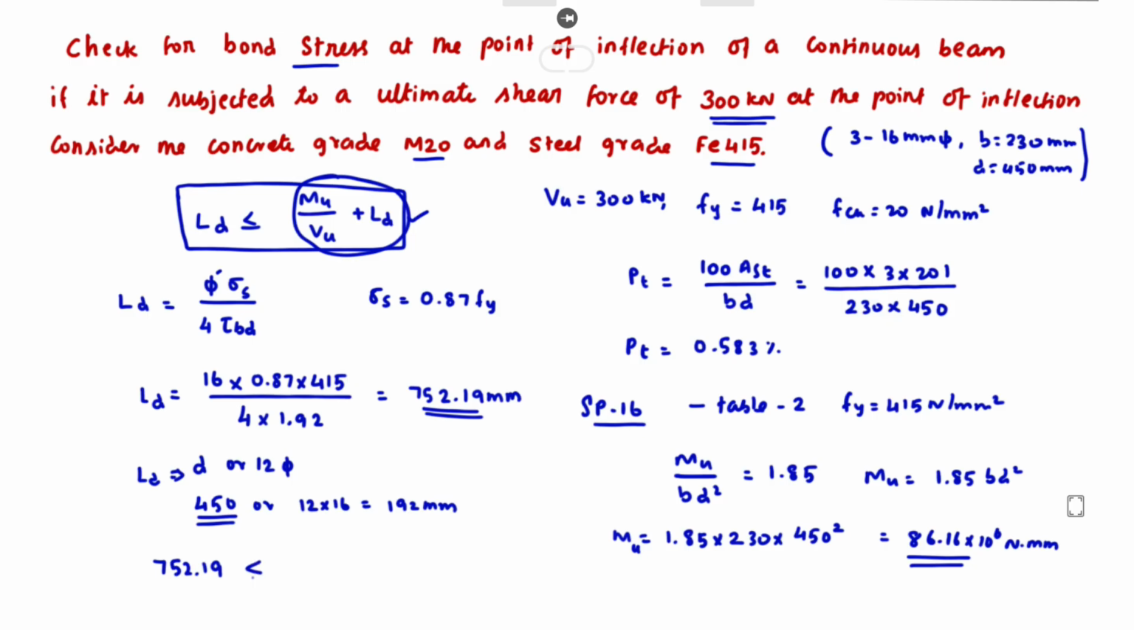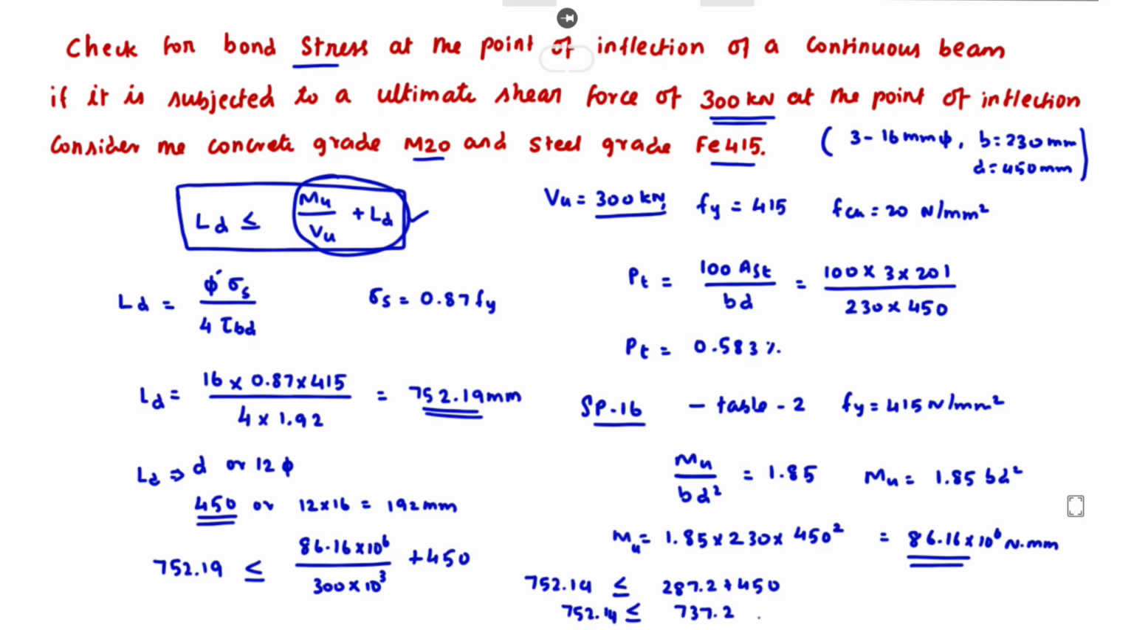So 752.19 should be less than or equal to the moment, 86.16 into 10 power 6 Newton mm, divided by Vu. Here Vu is given in kilonewton, so we convert it into Newton, that is 300 into 10 power 3 Newton, plus 450. So 752.19 less than or equal to 287.2 plus 450, that is 737.2. Now the condition is not satisfied.